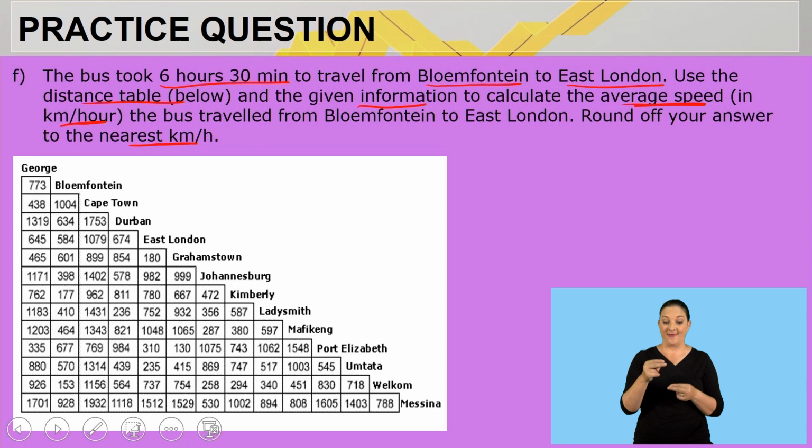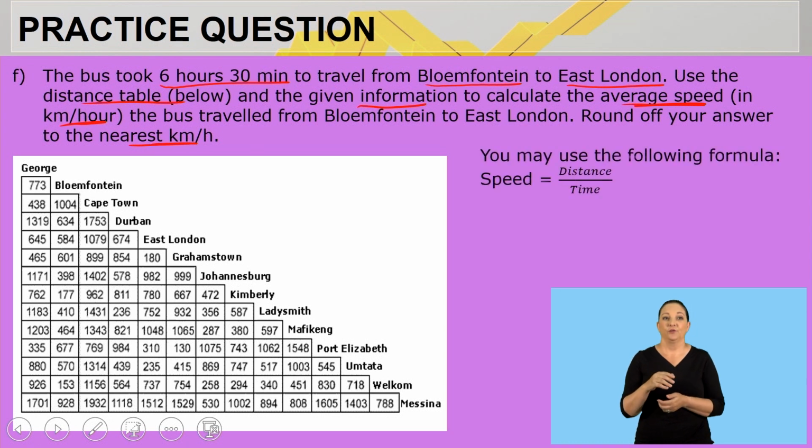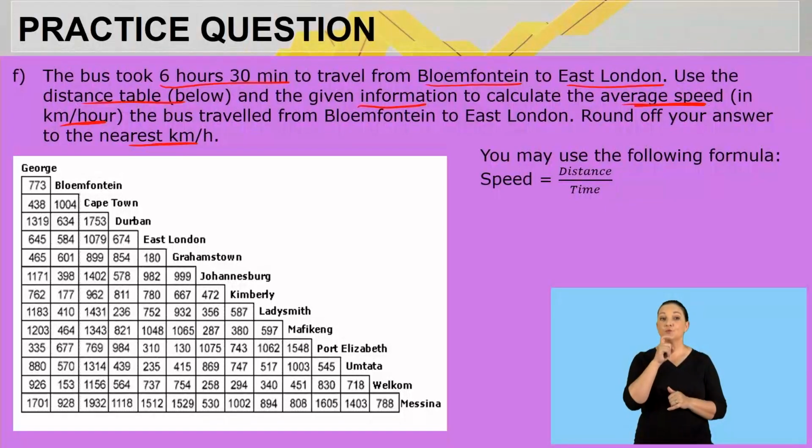All right? So it further on says you may use the following formula. Speed equals distance divided by time. Okay? So quite a lot to take in, but let's quickly unfold this puzzle. So we need to calculate, it says here, use the distance table below and the given information to calculate what? To calculate the average speed. Now, the formula was given to us, right? So step 1, we start with our formula.